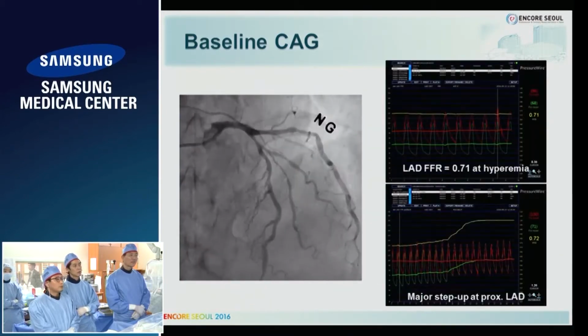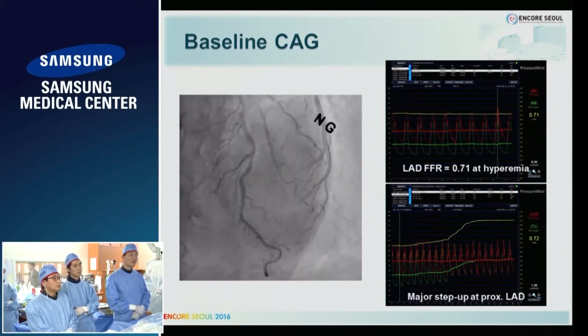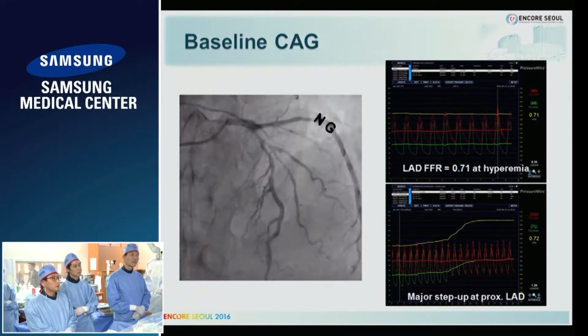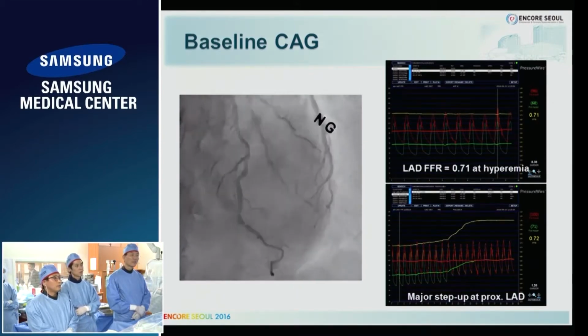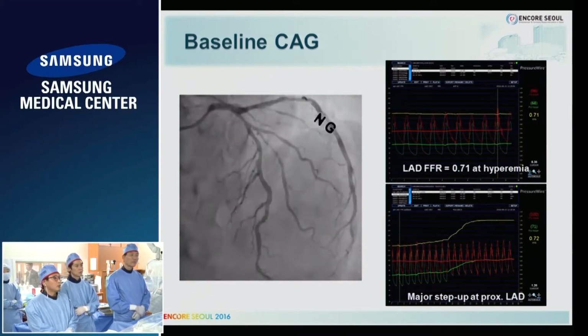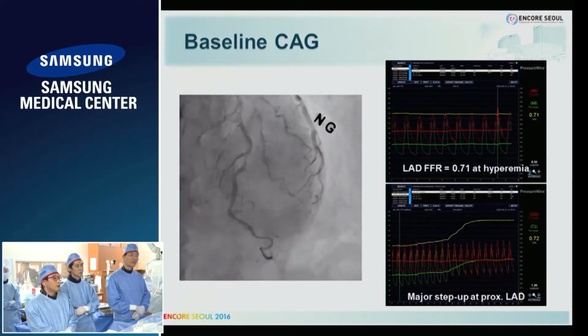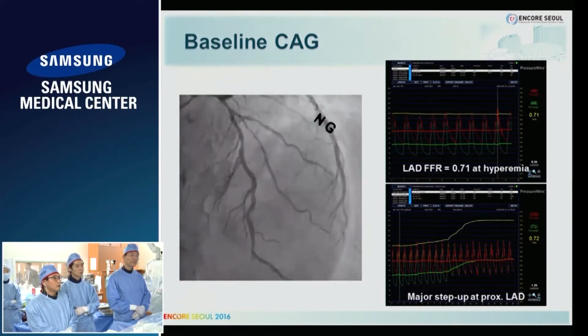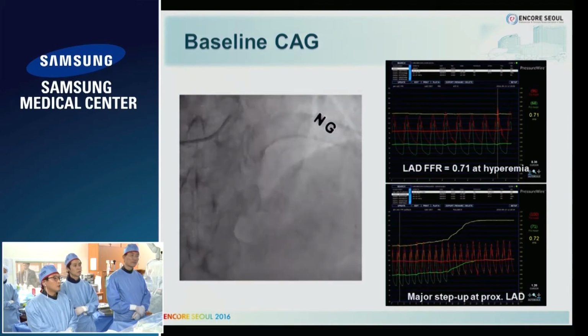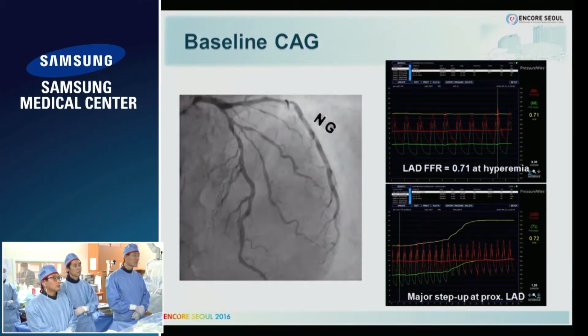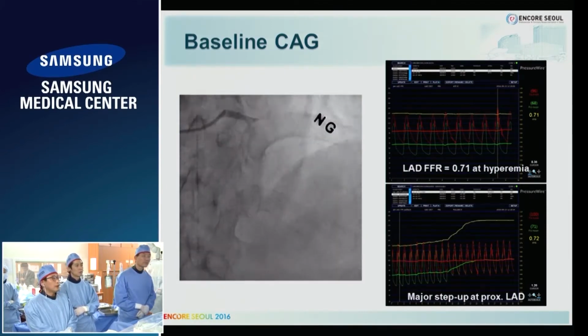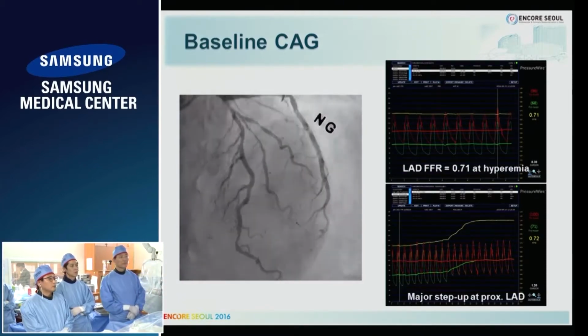Next. We performed functional evaluation of this diffuse LAD stenotic lesion. Distal LAD FFR was 0.71 during maximal hyperemia. We could find a single pressure step-up in the ostium to mid LAD during the pullback maneuver.